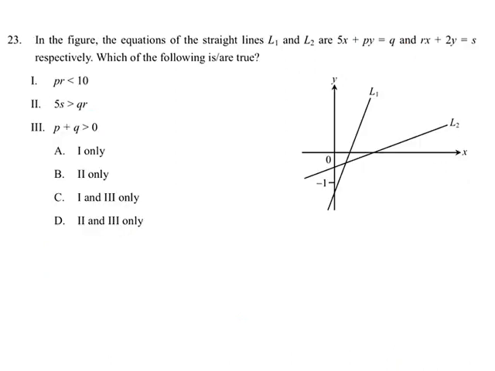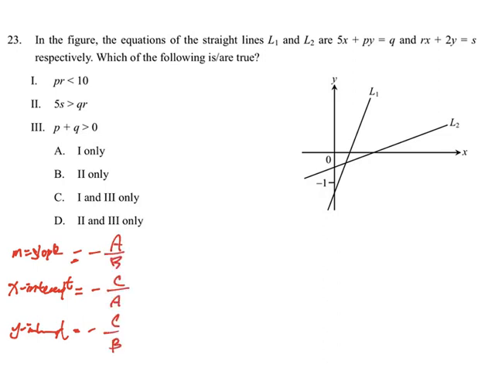Question 23 is about the straight line. For this kind of question, we always consider the slope, x-intercept and y-intercept. So let's do some revision. For the slope, x-intercept and then y-intercept. Remember, it is A, B, C, A, C, B, like this. So let's look at the equation.